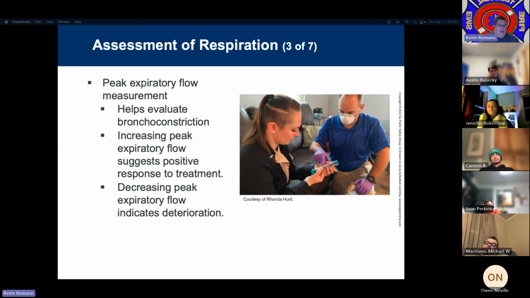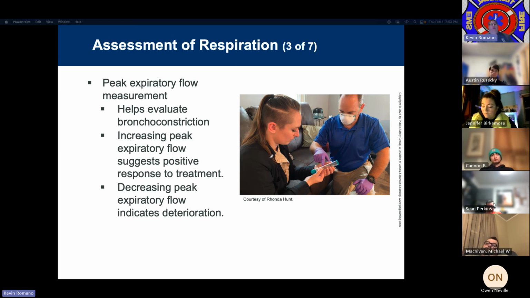But working in conjunction is end tidal. We're going to cover that here in a second. Not as in depth as we covered in the last class. Peak expiratory flow measurement helps evaluate bronchoconstriction. Increasing peak expiratory flow suggests the patient is responding to treatments. We do not do this in the back of the ambulance unless you guys have them in your trucks.